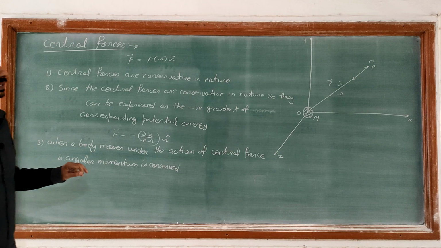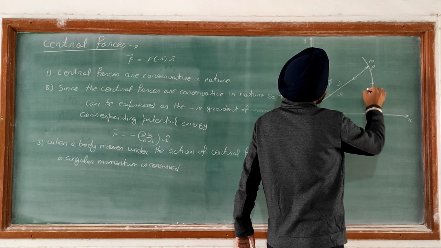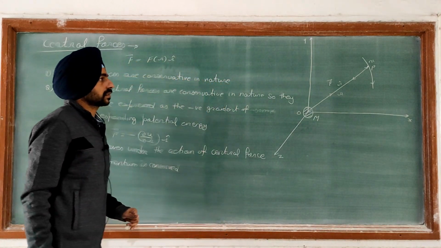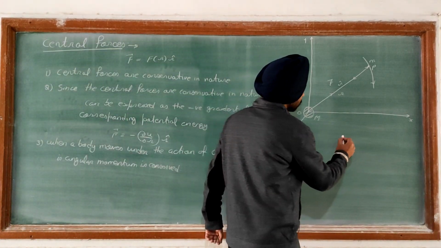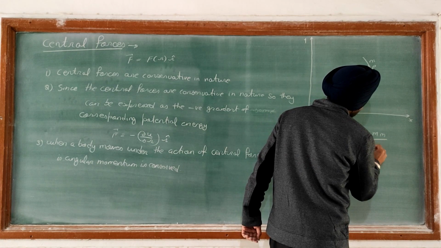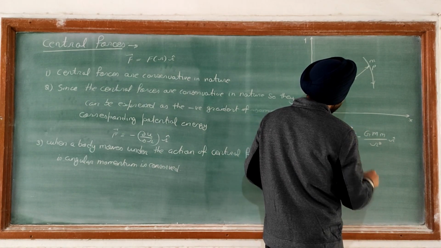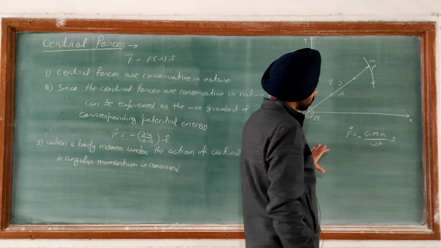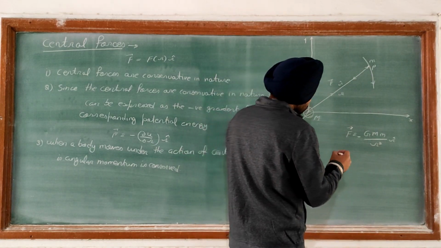Since we are considering that the object m is moving under the action of force F, the force between these two objects is gravitational in nature. So by the definition of gravitational force, we have F equal to minus GMm upon r square into r cap. You had already learned this in your senior secondary classes.